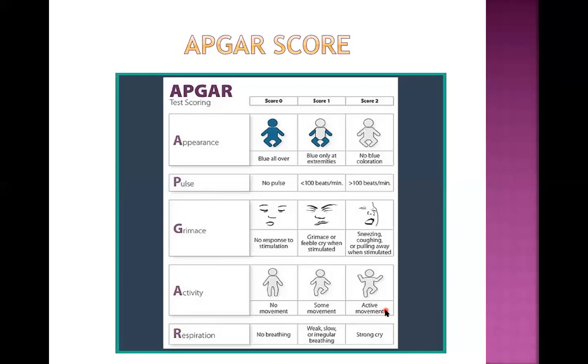The baby is moving all the limbs constantly. This is score 2. And regarding the respiration, no breathing at all. When I constantly observe the baby, no breathing, 0. Score 1, weak or irregular breathing, like gasping, even 1 or 2 breaths can be considered as a score 1. And score 2 is a cry.